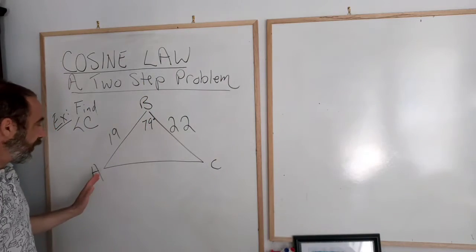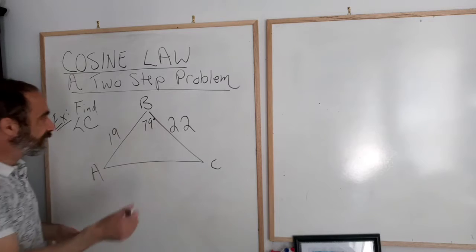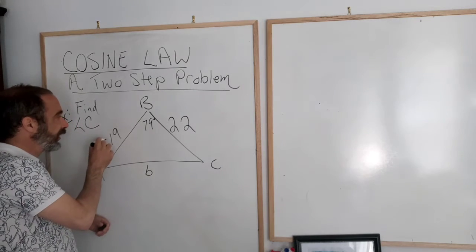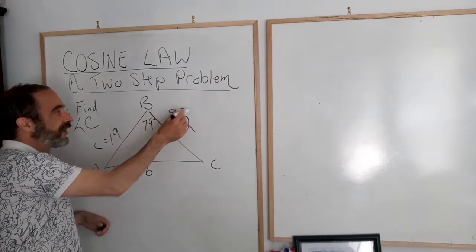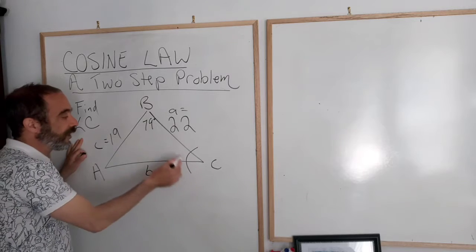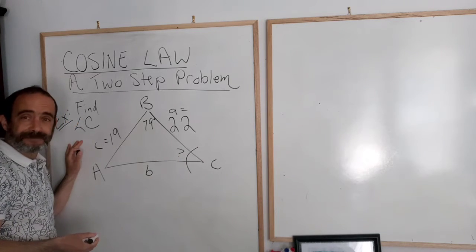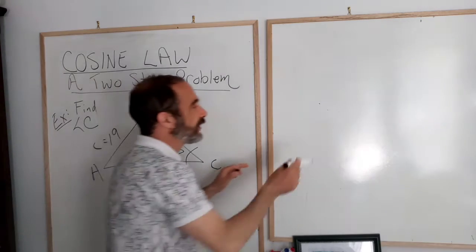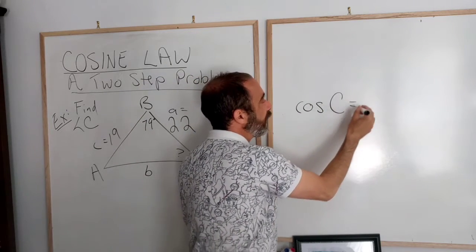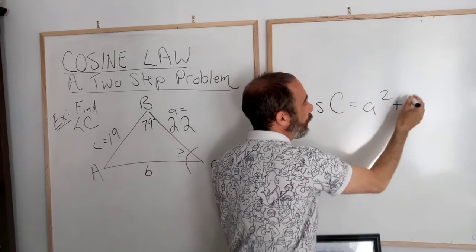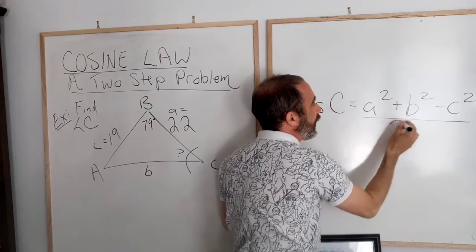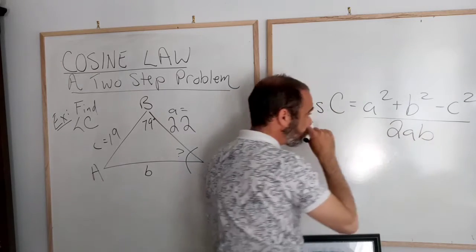Here we have angle A, B, and C. So that means this is side B, side C, and side A over there, right? And we're looking to find angle C. So this is what we're trying to find here, right? Angle C. But we note that the cosine law for angles is cosine C is equal to a squared plus b squared minus c squared divided by 2ab.